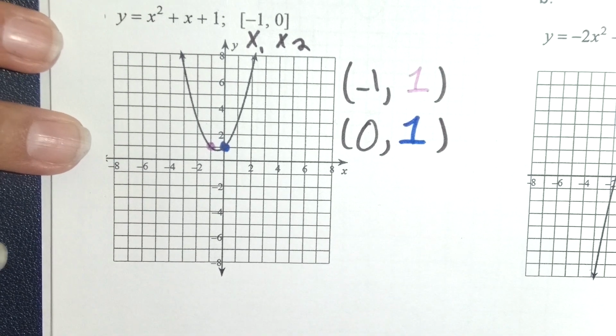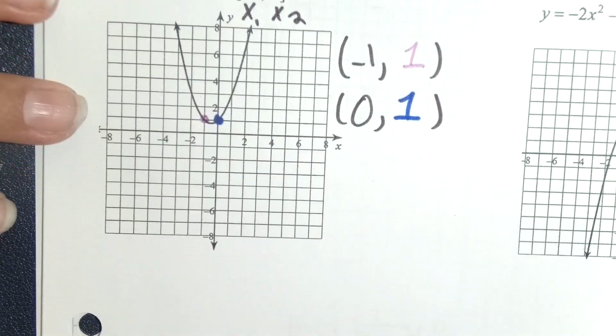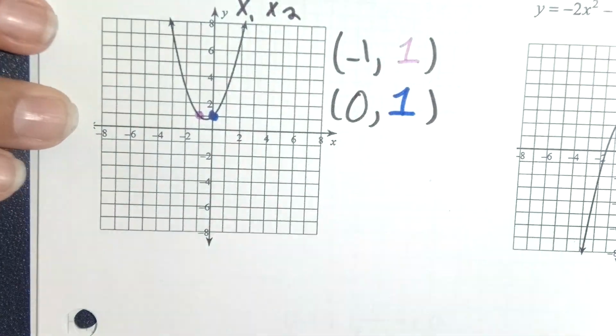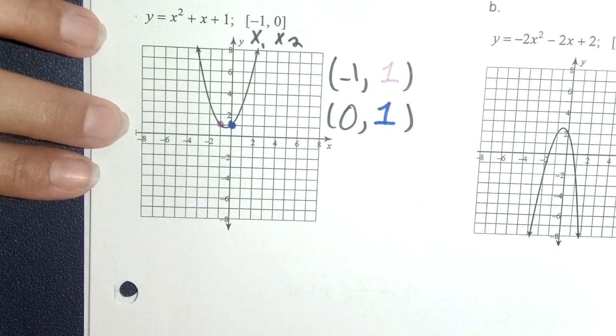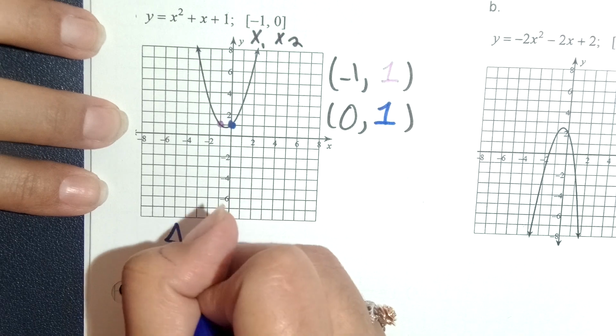Questions? We sure? Okay, so now we have our coordinates. Now we can find the average rate of change. So we have delta y over delta x.